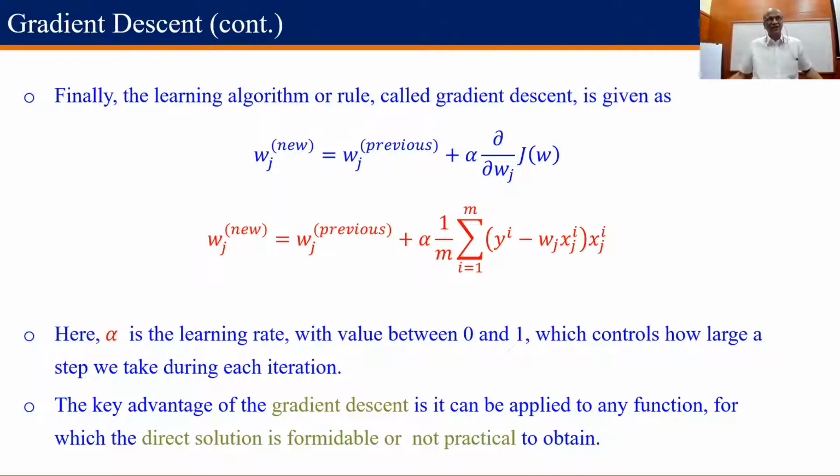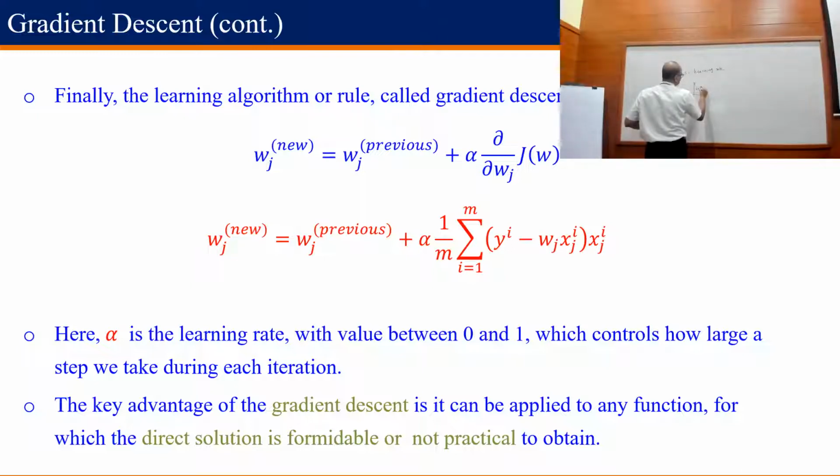So if alpha is large, we are taking a huge step, because this orthogonal direction gives you only the direction. In this direction, how much you go, this is decided by alpha, you understand?